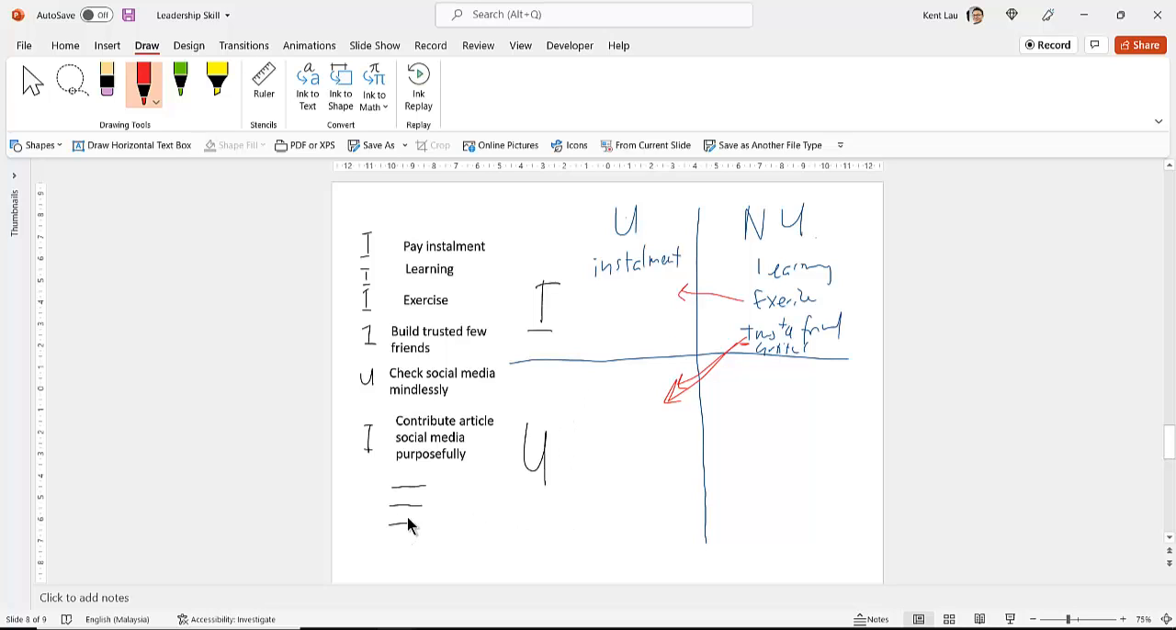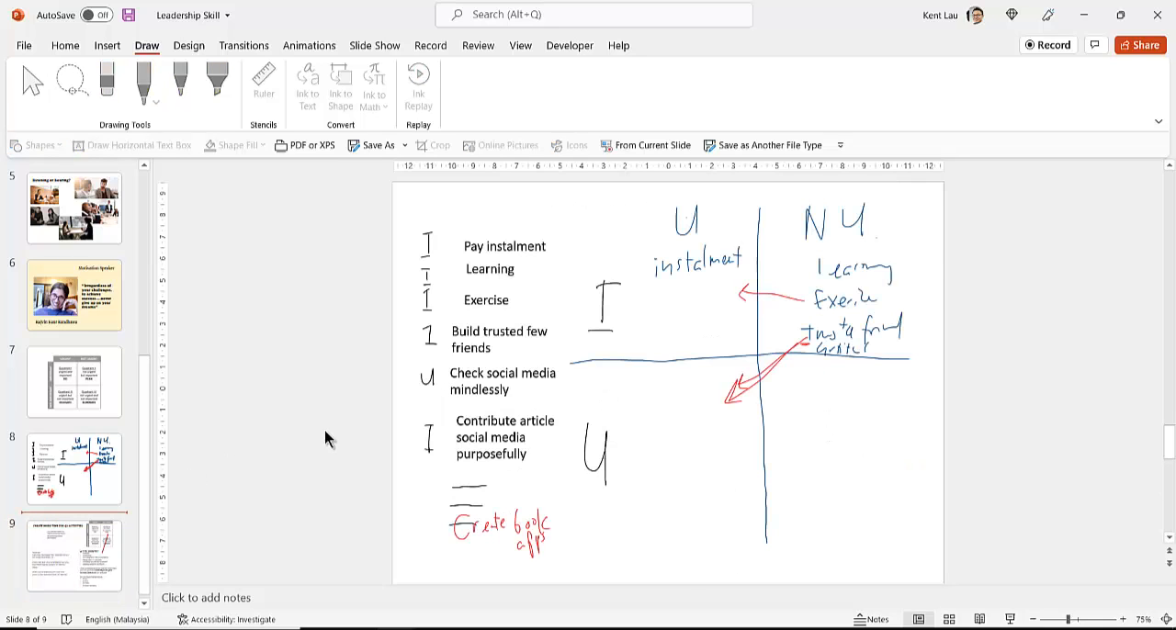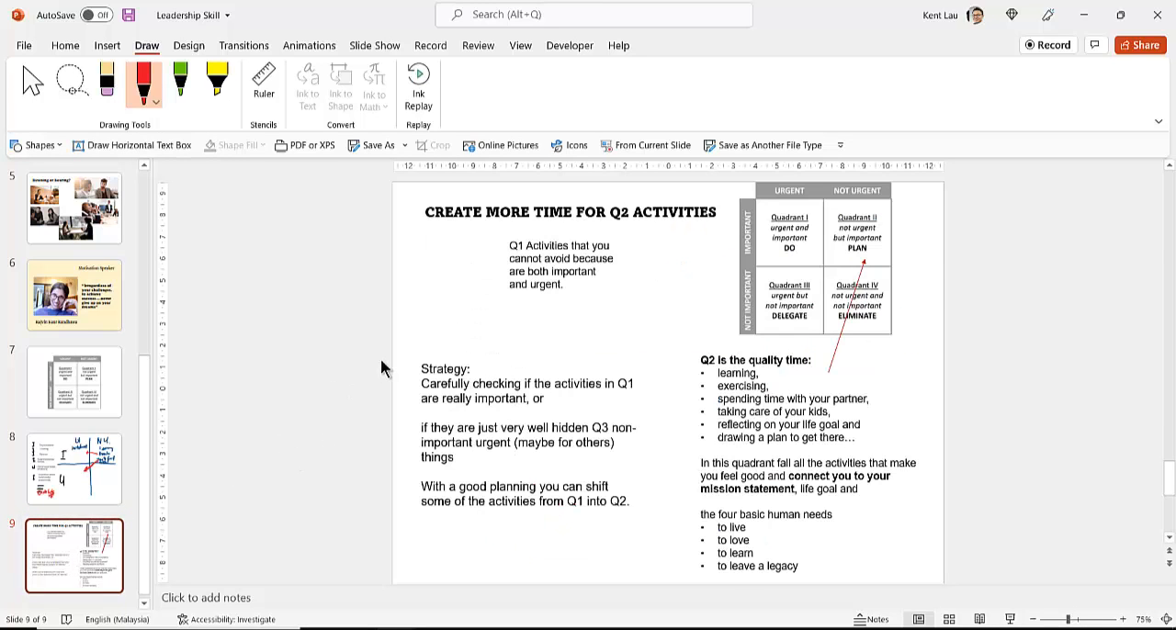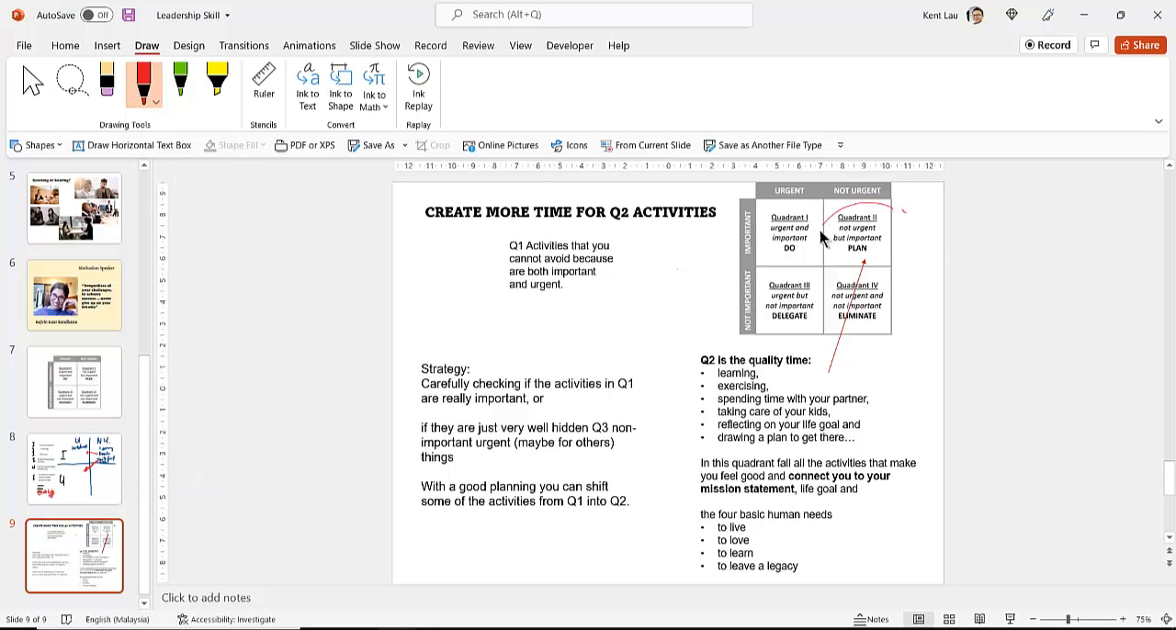So maybe something on creations, right? Create a book, an app, that kind of thing that you as an individual can do. So it's just not urgent, so we can put it here. So in a nutshell, this is your quadrant 2. This is very important and not urgent, but this is the quality time. This is where you spend your quality time, right?